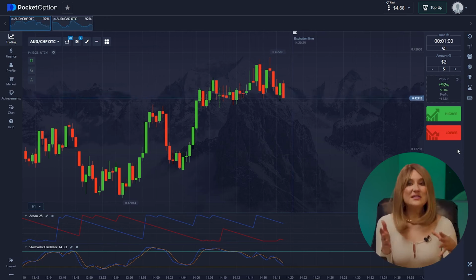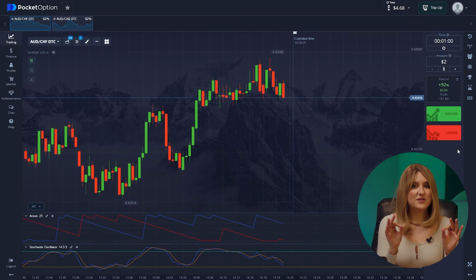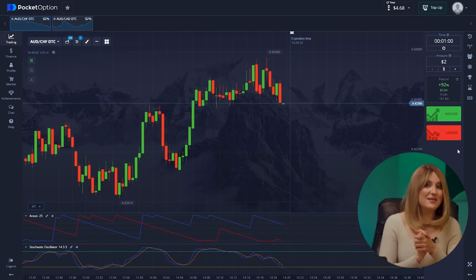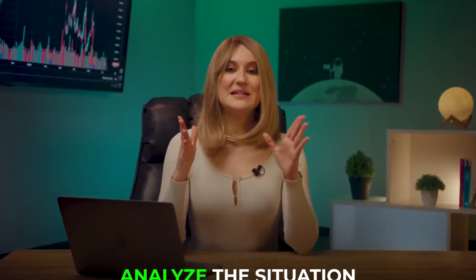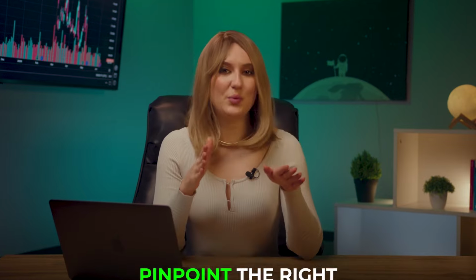Just to clarify why it worked despite being so close to the entry point. For us, in trading sessions, it's crucial to pick the right direction, and that's what determines if we end up in green at the end of the session. So, it turned out great. In trading, it's crucial to analyze the situation and pinpoint the right entry points for a trade.